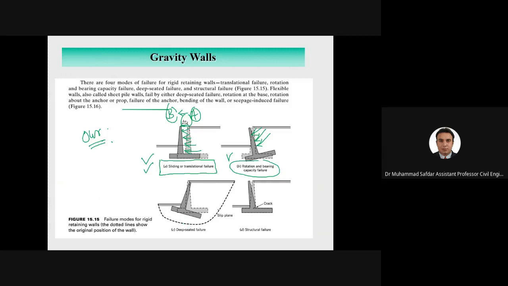For example, if a slip plane is occurring, the whole retaining wall will experience a deep-seated failure. There is another mode of failure where cracking will occur at the intersection between the base and the stem of the retaining wall, and that is known as the structural mode of failure in retaining walls.